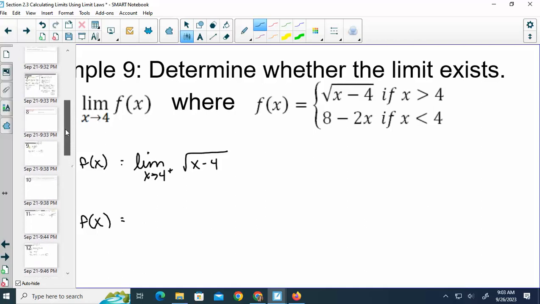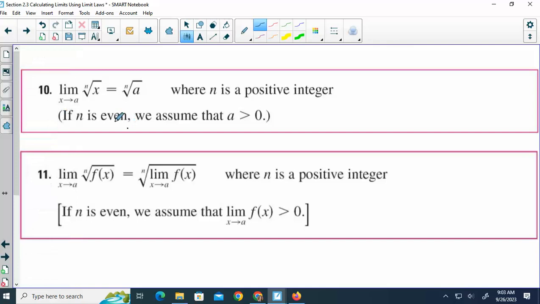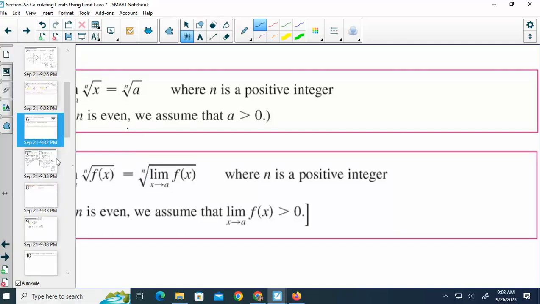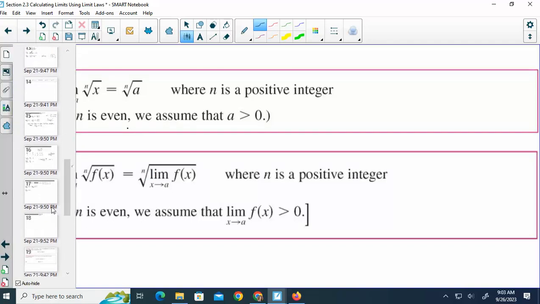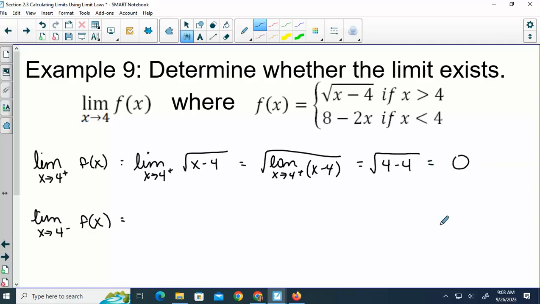When we were talking about our limit laws, we had one Friday that said if you had a limit with a radical, you could bring that limit underneath the radical. Okay, so this square root, we can essentially think of this as the square root of my limit. All right, can you plug a 4 in then for the x? That's our direct substitution. So we get the square root of 4 minus 4, which is 0.